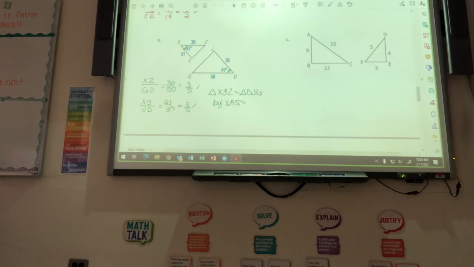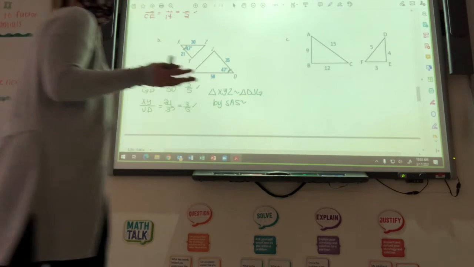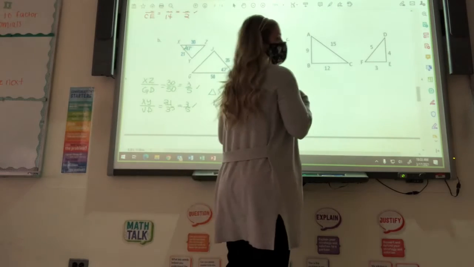Okay. Part C. What kind of information are they giving me? Only sides. They're only giving me sides. Which shortcut only uses sides? SSS. So we need to show all three sides have the same ratio.